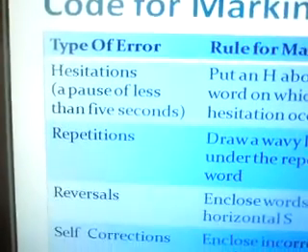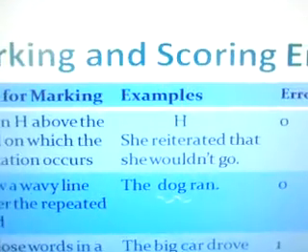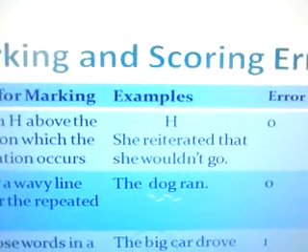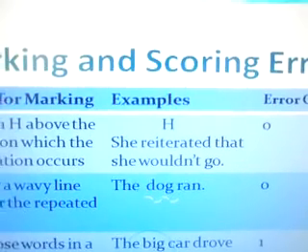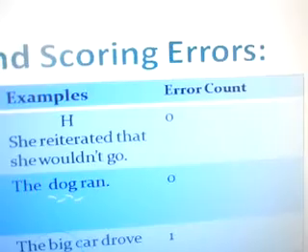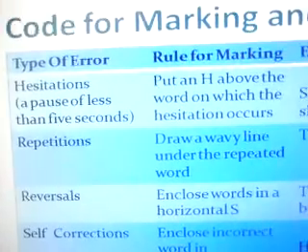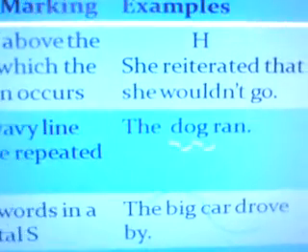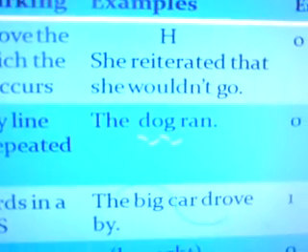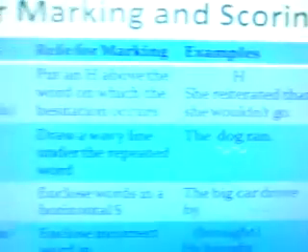Then we have hesitation. So if you have a pause of about 5 seconds and they hesitate, you would put an H over the word that they hesitated on. For example, she reiterated that she wouldn't go, so she hesitated with the word reiterated. And there is no error count for that. Then we have repetitions. When they repeat a word, we're going to draw a wavy line. So here they would read the dog ran, and that would indicate that she said that word again.